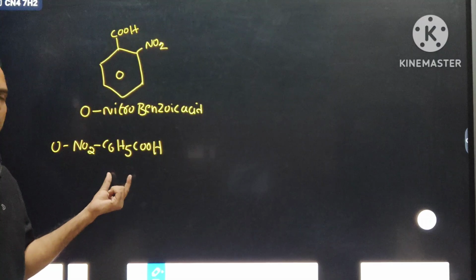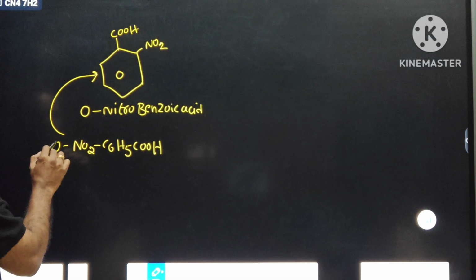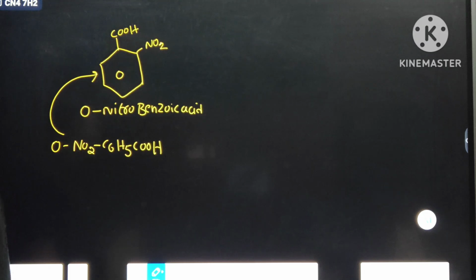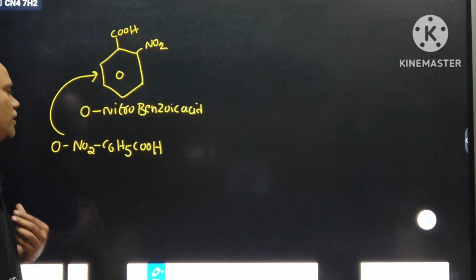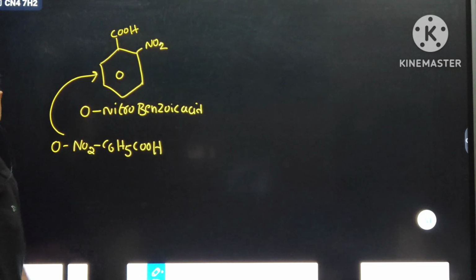If you get this structure, you have to match this structure like this. Okay. ONO2 C6H4 COOH means ortho nitrobenzoic acid.